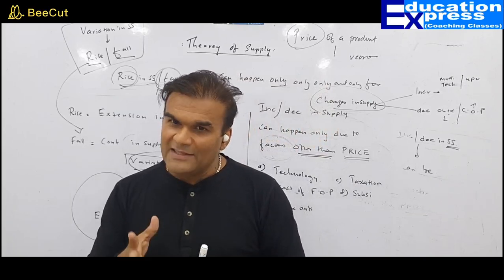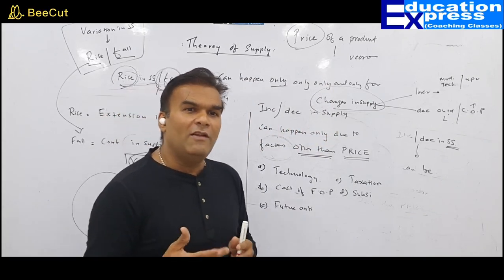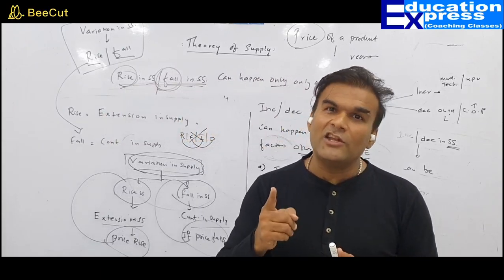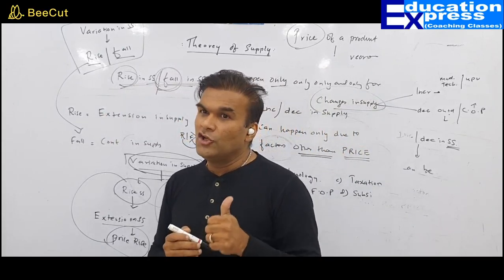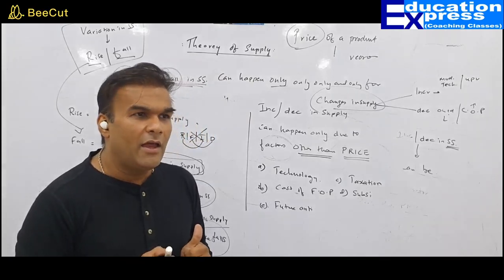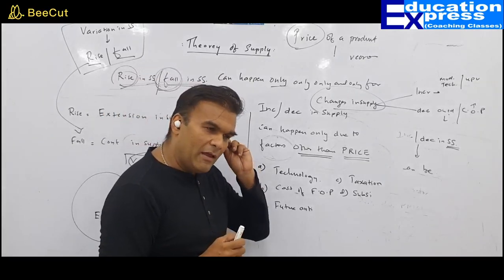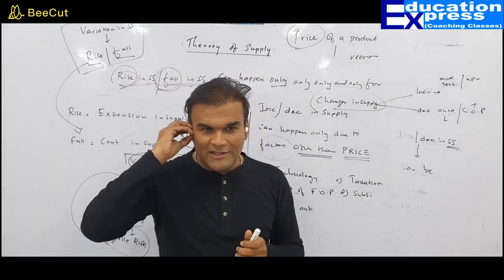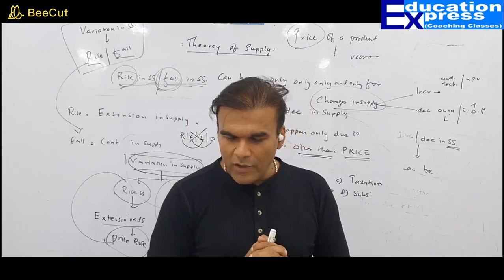Also, the synonymous word for the rise in supply is expansion in supply, whereas the synonym for fall in supply would be contraction in supply. Increase and decrease in supply, however, are called increase and decrease in supply only.